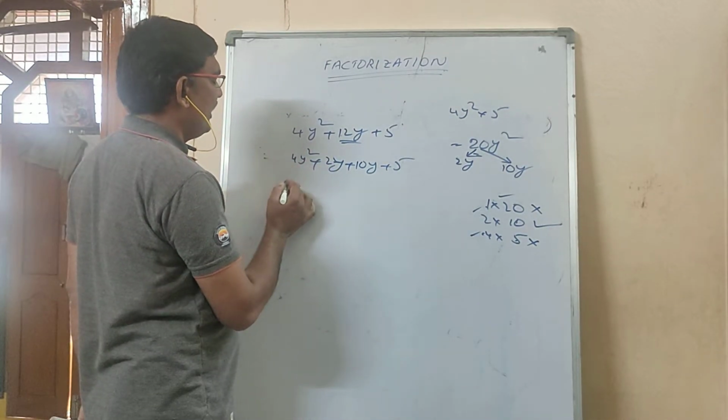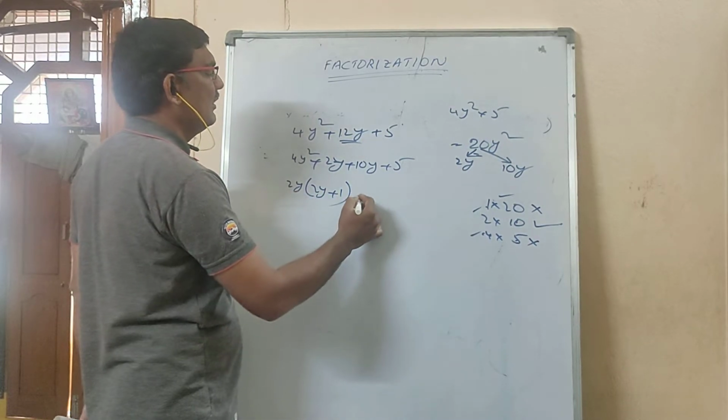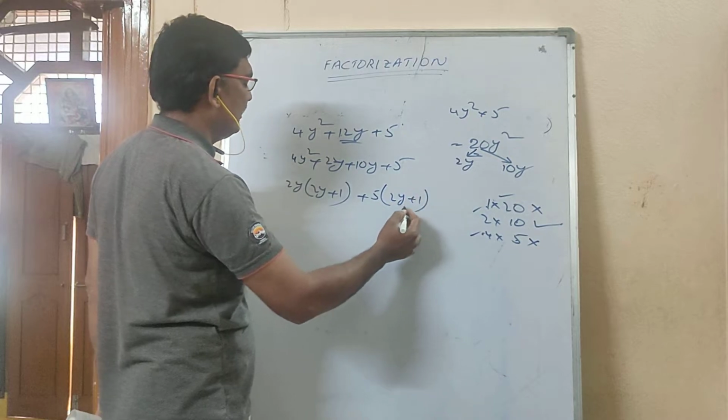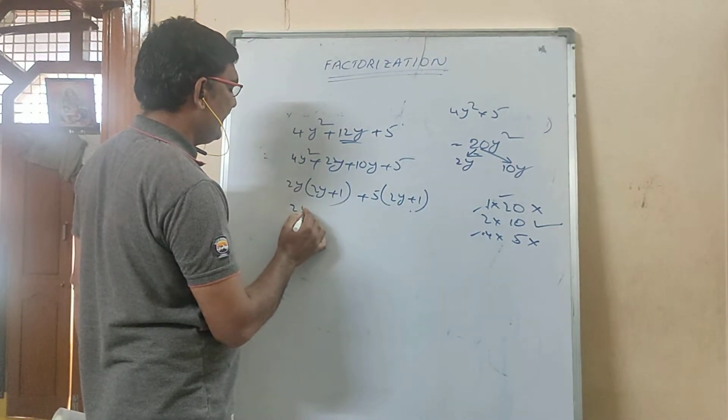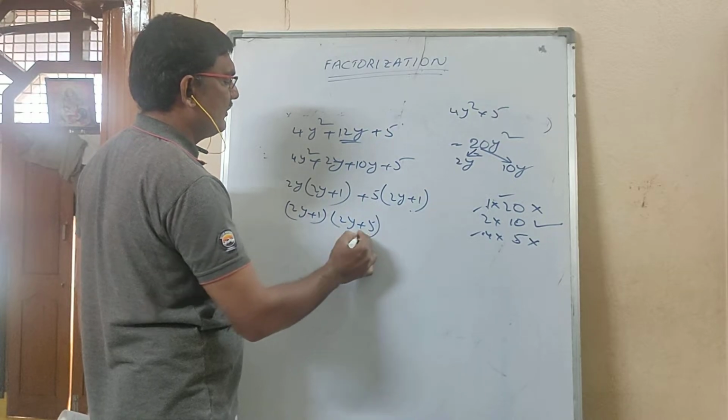First two terms, you can take 2y as common and 2y plus 1 will be. From these two terms 5 take as common, 2y plus 1. 2y plus 1 take as common. So you are getting 2y plus 5.